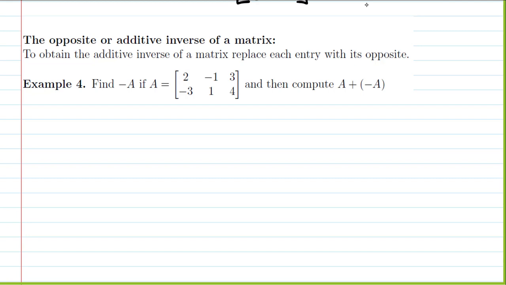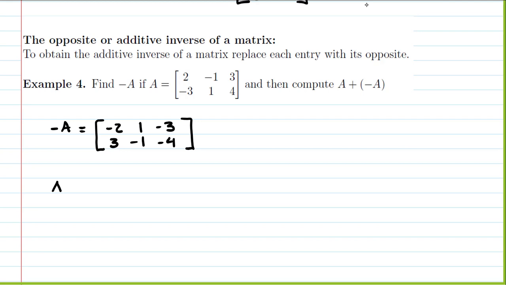Well, if this is A, then negative A is going to be a matrix of the same size, but we're going to replace each entry with its opposite. So the opposite of positive 2 is negative 2. The opposite of negative 1 is positive 1. The opposite of positive 3 is negative 3. The opposite of negative 3 is positive 3. The opposite of positive 1 is negative 1. And the opposite of positive 4 is negative 4. So our matrix negative A is row 1: -2, 1, -3, and row 2: 3, -1, -4.